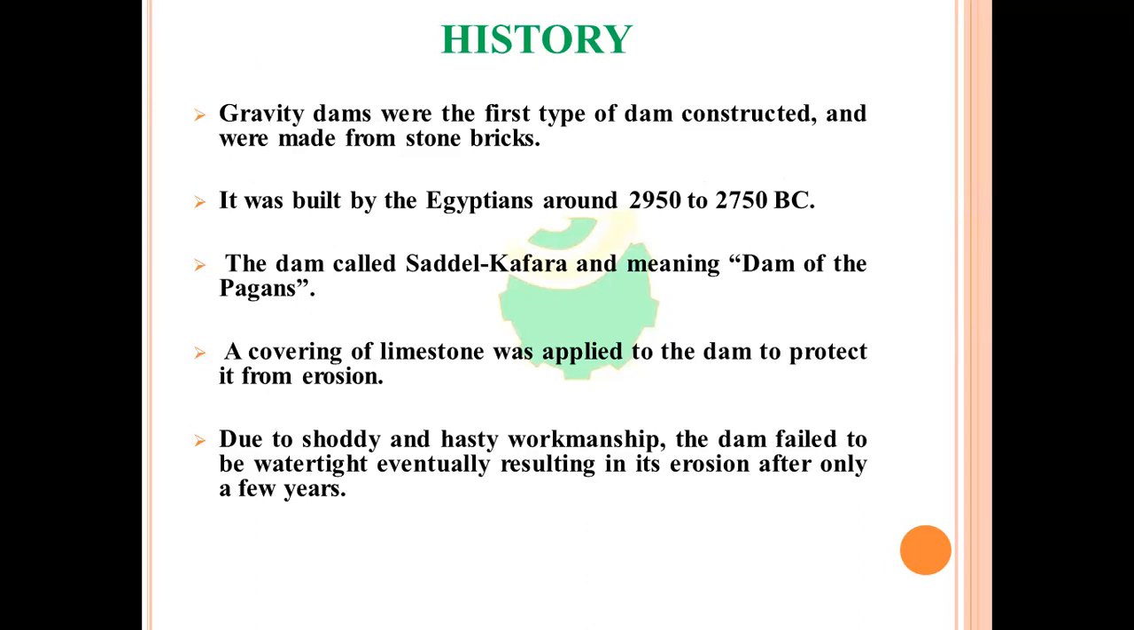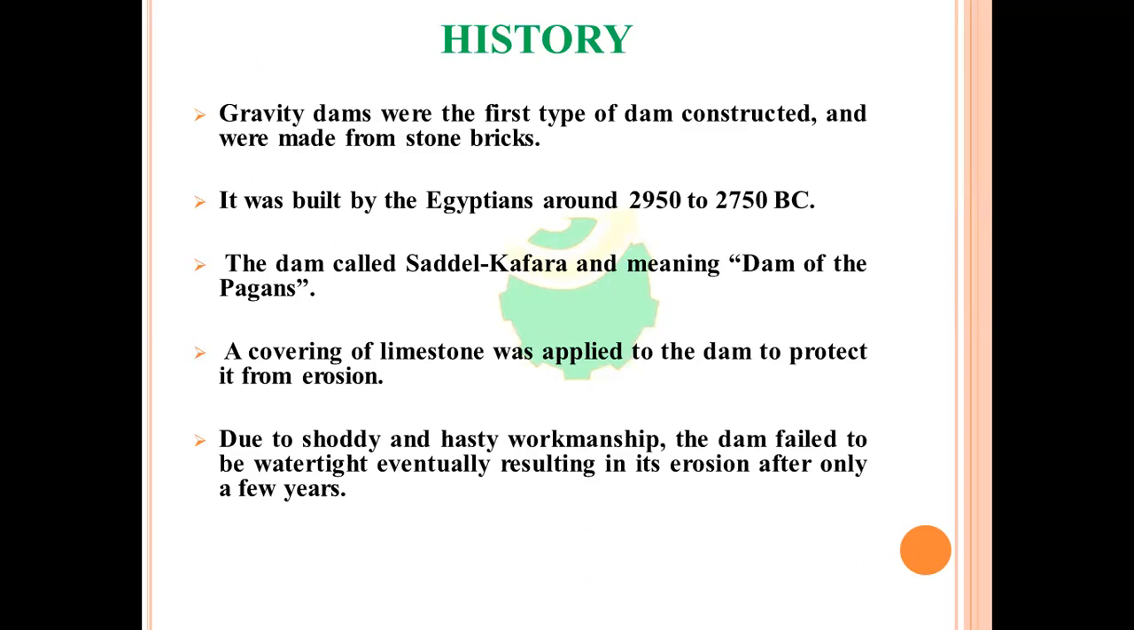Gravity dams construction is not a new technique, it is an old technique, but the materials, construction methods and construction styles have changed from time to time. So we must know what is the history of gravity dams. Gravity dams were the first type of dam constructed and were made from stone bricks.